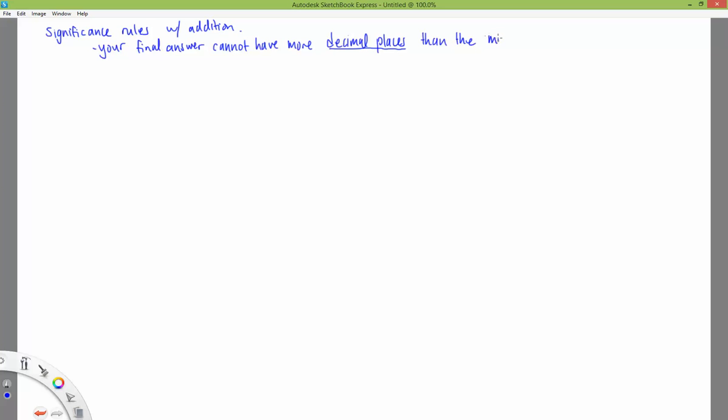Okay, let's do some significance rules with addition. The idea with significance rules with addition is that your final answer cannot have more decimal places, so not significant digits but decimal places, than the measurement with the fewest decimal places.